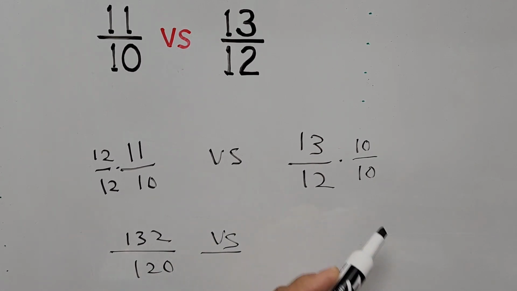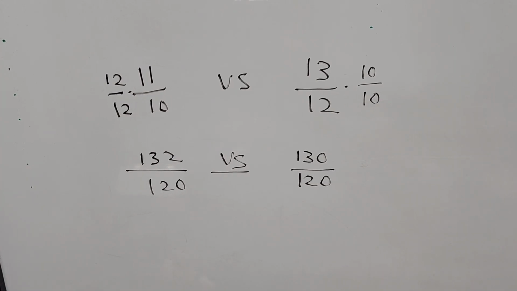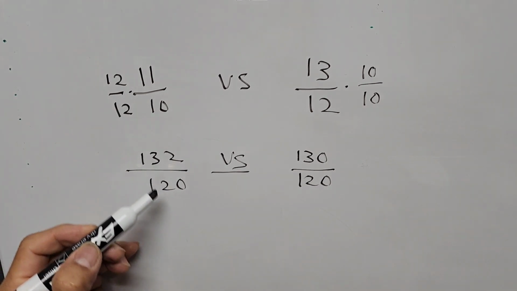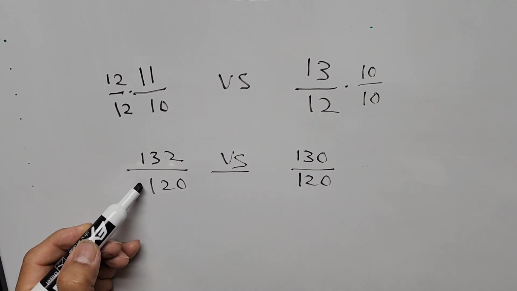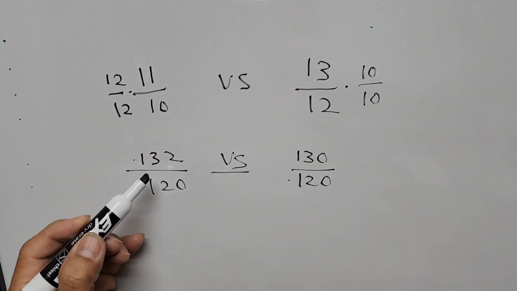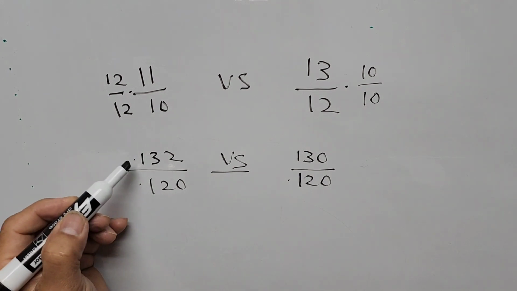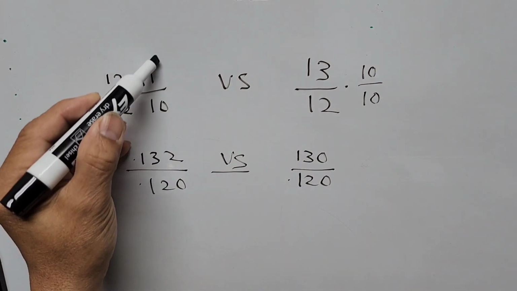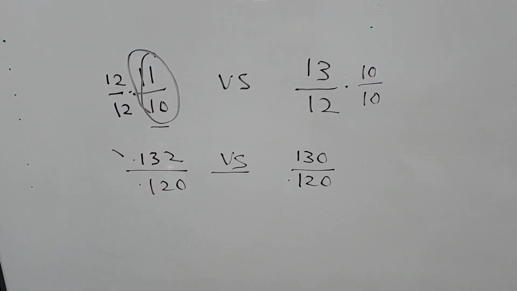On the right-hand side, 13 times 10 is 130, and the denominator, 12 times 10, is 120. Now, if we take a look, the left-hand side is 132 over 120 and the right-hand side is 130 over 120. The denominators are the same, 120. The numerator on the left is larger, 132 versus 130. So from here we can tell that 11 over 10 is larger. This is our answer: 11 over 10 is the larger fraction.